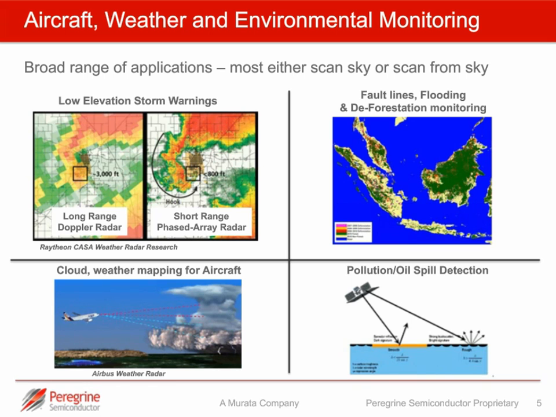So on the top left, we have an example of phased array radar being used for low altitude, short range weather prediction. It's also used from the sky, typically from satellites on the top right, for environmental monitoring, monitoring fault lines, flooding, deforestation. One of the most common applications is the bottom left, where we see weather mapping, weather tracking for aircraft, so they can route around weather systems. There are some newer applications such as oil spill detection, again, either from a satellite vehicle or from an oil platform.